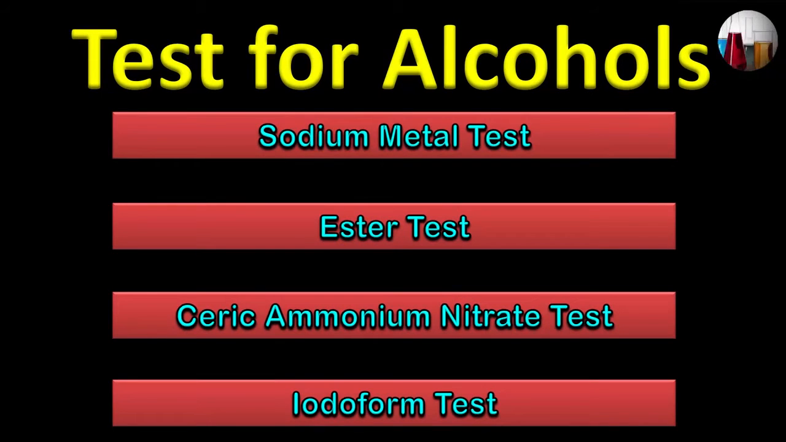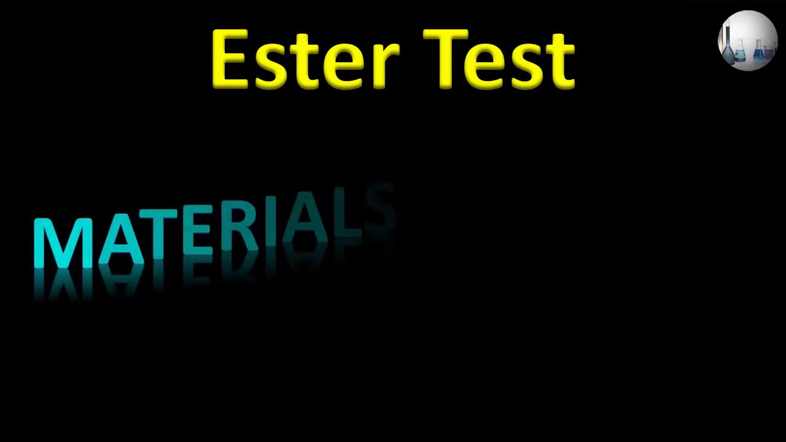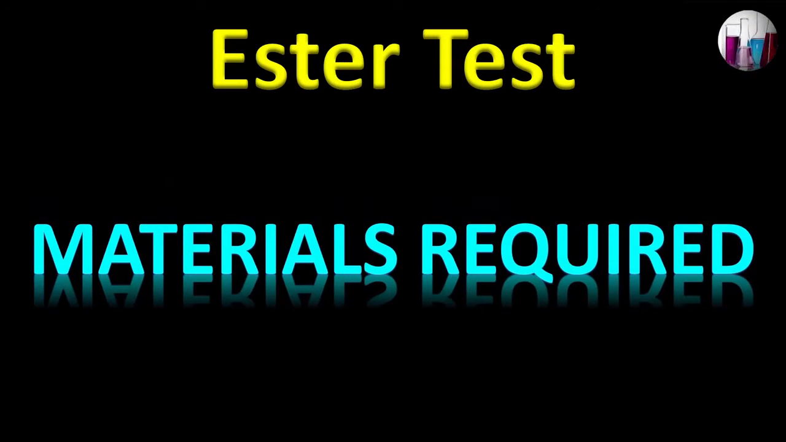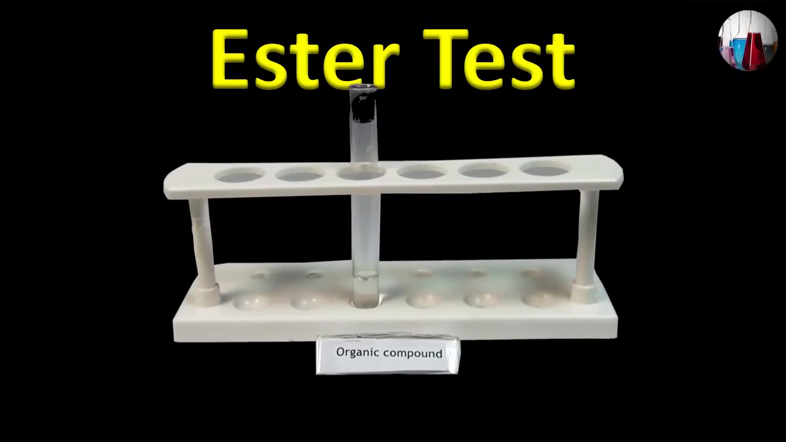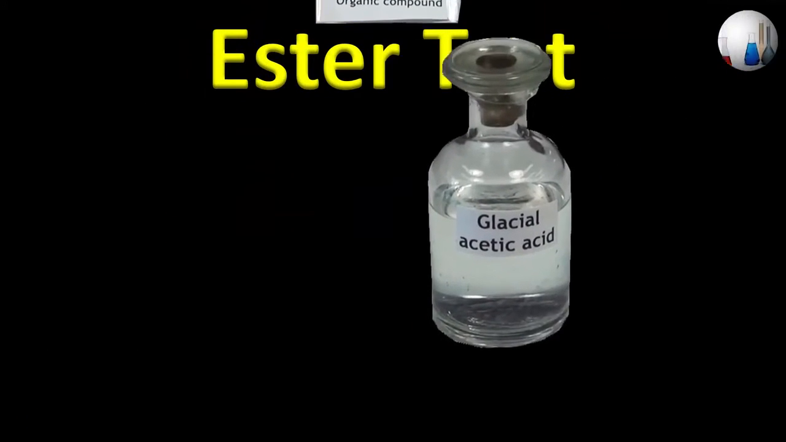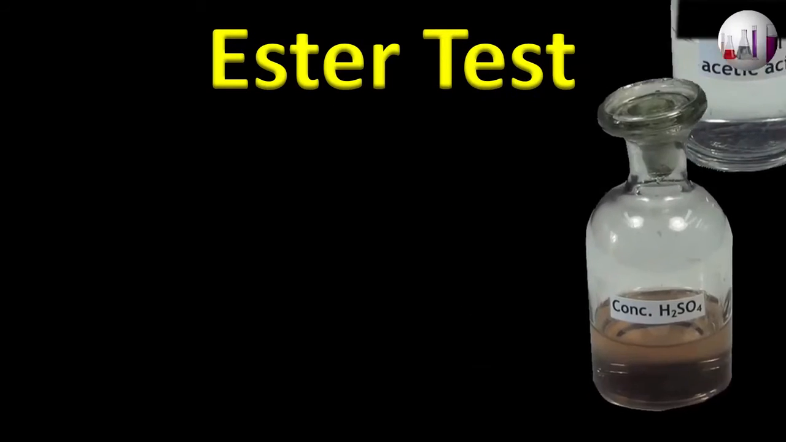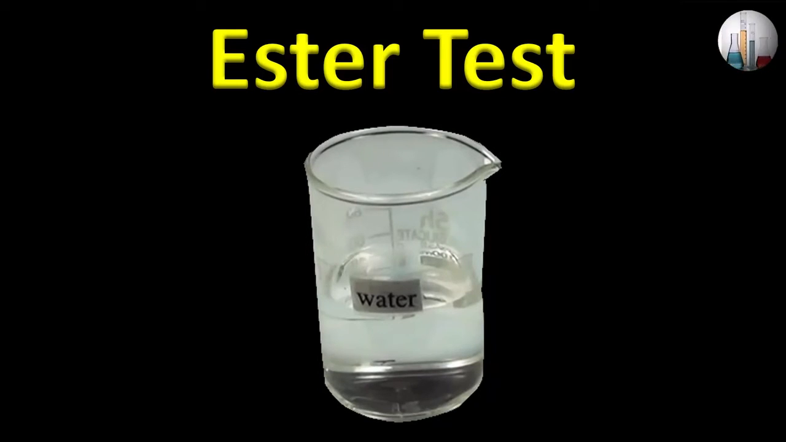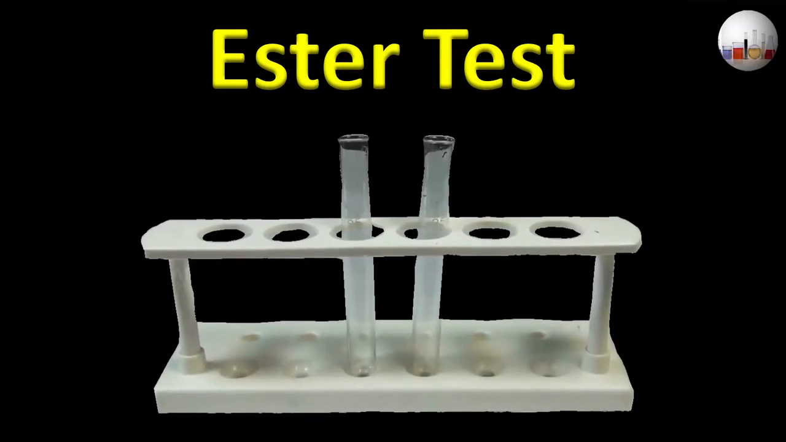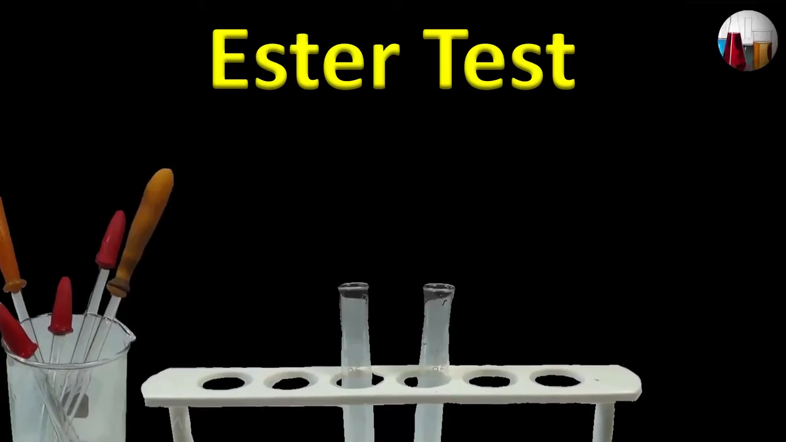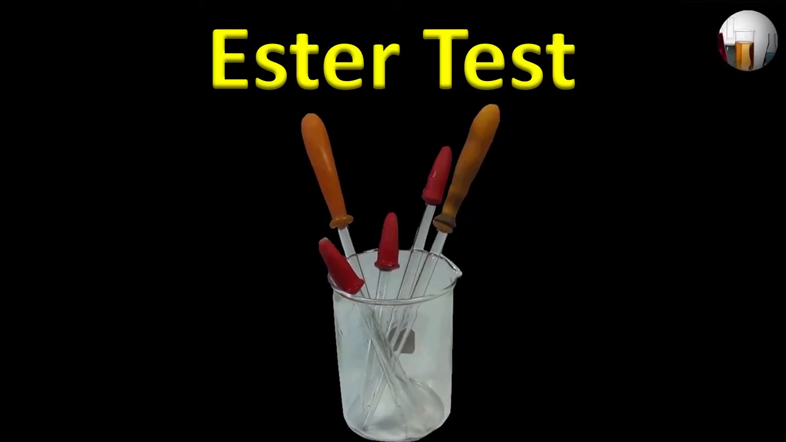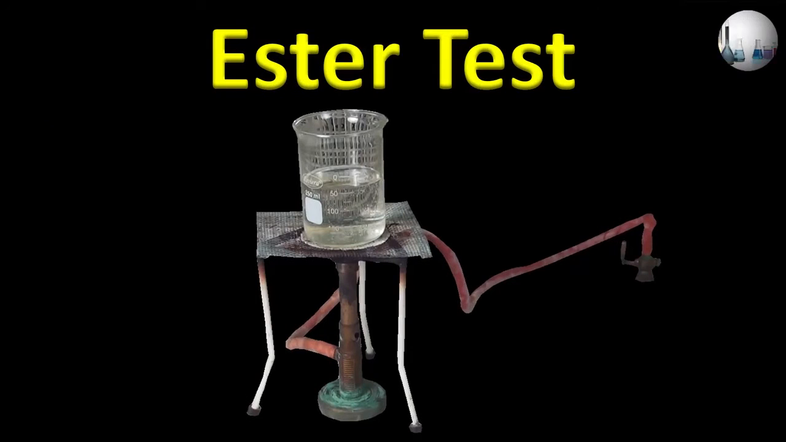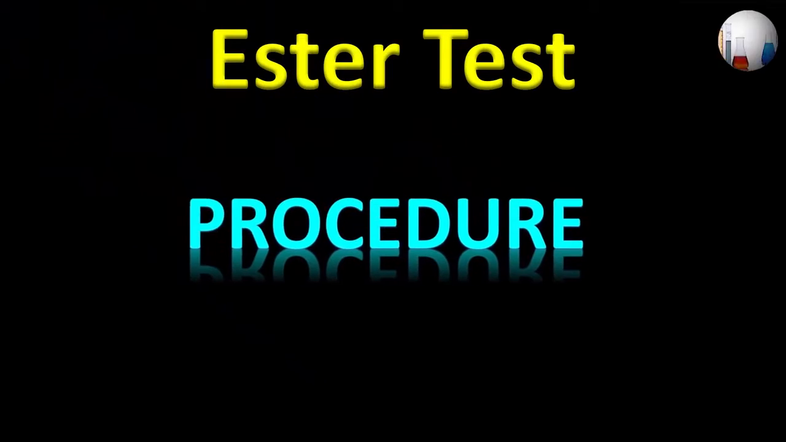The next test is the ester test. Materials required: organic compound, glacial acetic acid, concentrated sulfuric acid, a beaker containing cold water, test tubes, droppers, and water bath. Now we will see and demonstrate the procedure for this test.